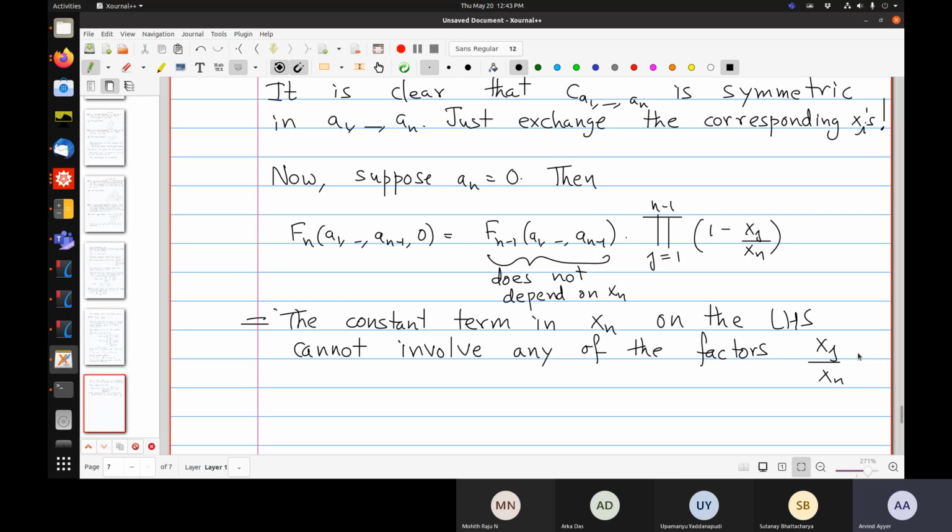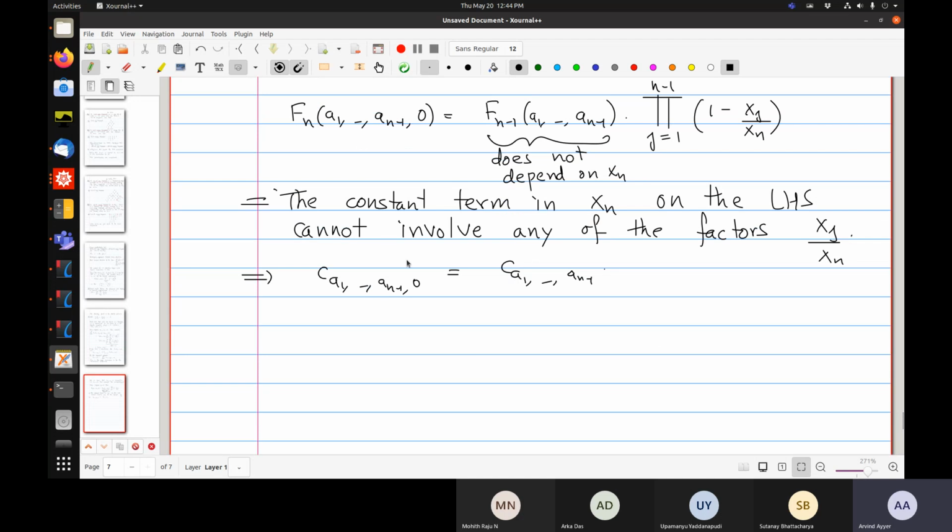Okay, so you have to take 1 in the numerator, and so that proves that C a1 to an minus 1, 0 is equal to C a1 to an minus 1, which is the other recursion, which is the initial condition for the multinomial coefficient. Ultimately, of course, you'll have C a1 0 is C a1, which you can easily calculate.